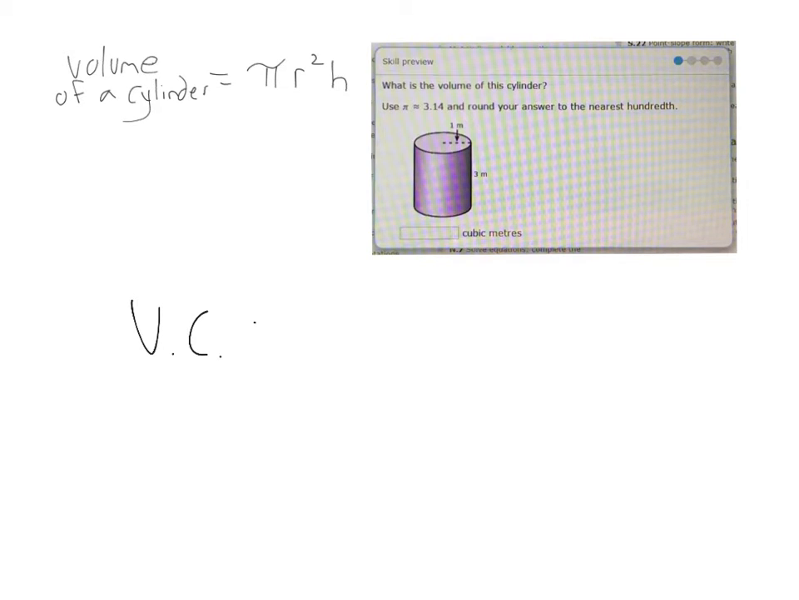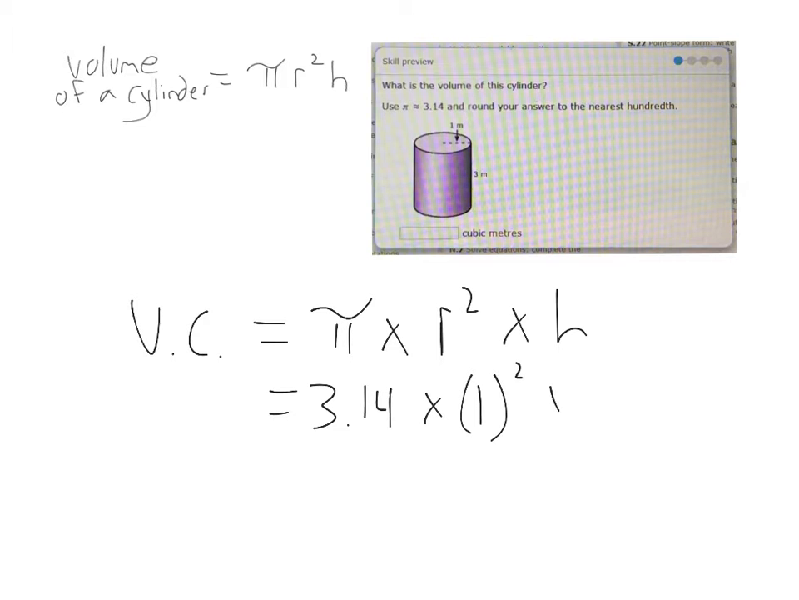Volume of a cylinder equals pi times r squared times the height. So let's fill this in. 3.14 times r squared. R is our radius, which we see is 1, squared, times our height, which is 3. One thing to remember, BEDMAS, order of operations, we do our exponent first. In this situation, it doesn't make too much difference because 1 squared, 1 times itself, is still 1. I'm just going to rewrite that one more time. 3.14 times 1 times 3.